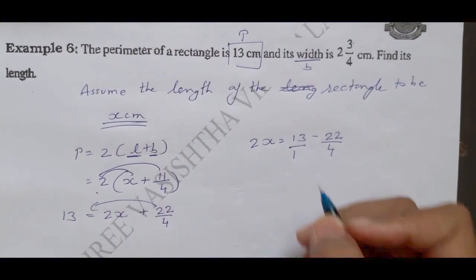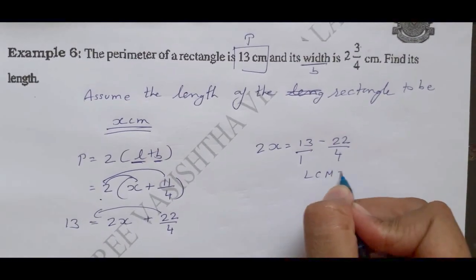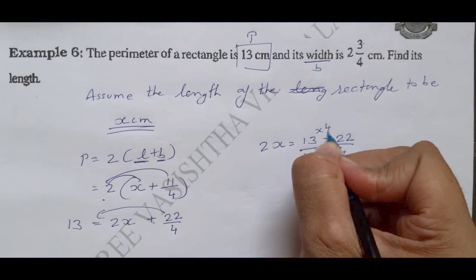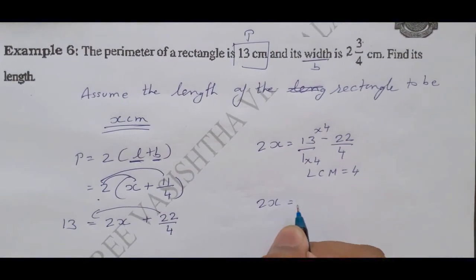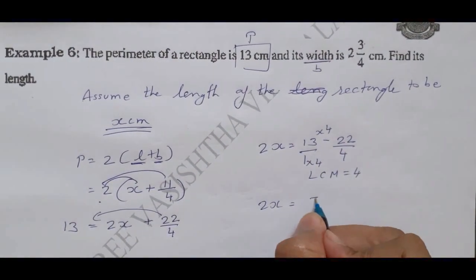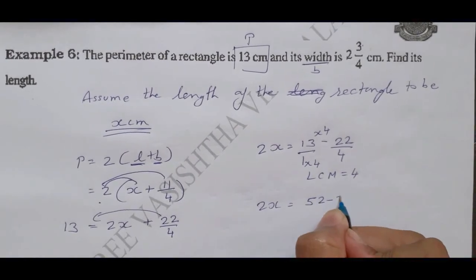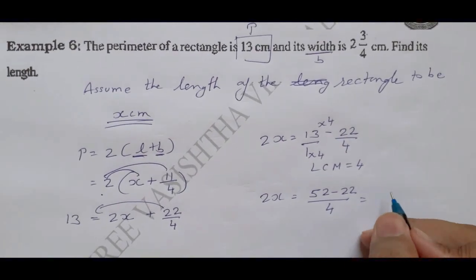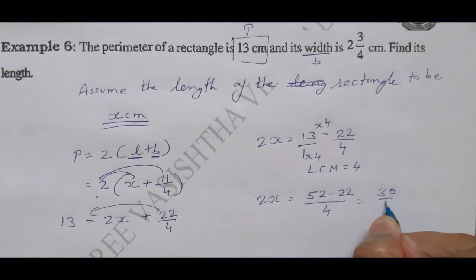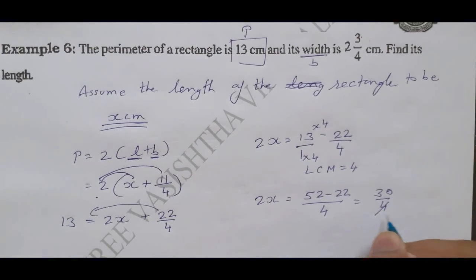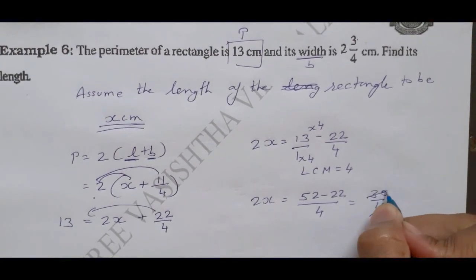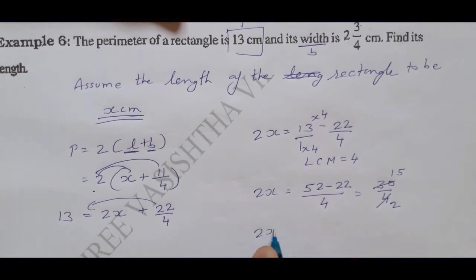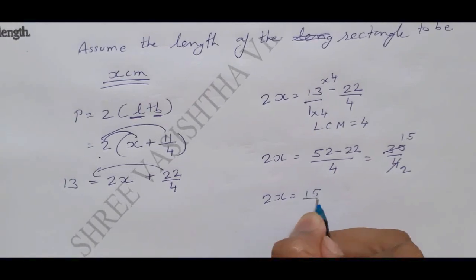Now again here we have to take LCM. So LCM will be 4. So we are going to multiply this 13 by 4. So it will be 2x is equal to 13 4s are 52 minus 22 by 4. So when we subtract it, we get the answer 30 by 4. Now in 2 table, 2 times. In 2 table, 30 comes 15 times. So 2x is equal to 15 by 2.